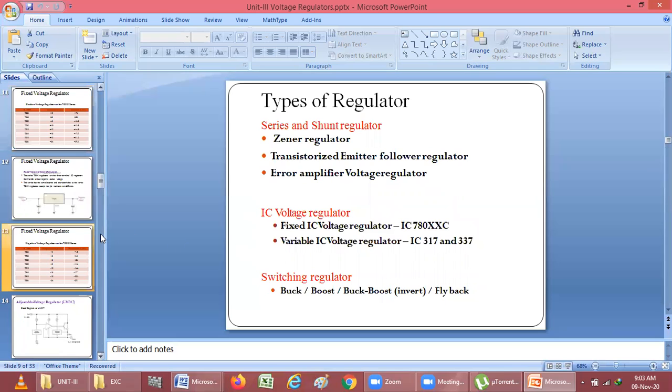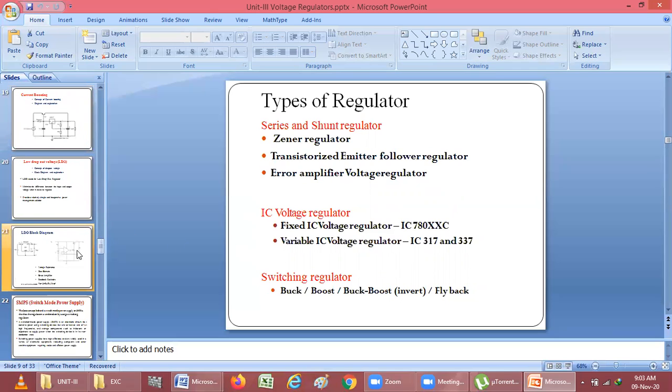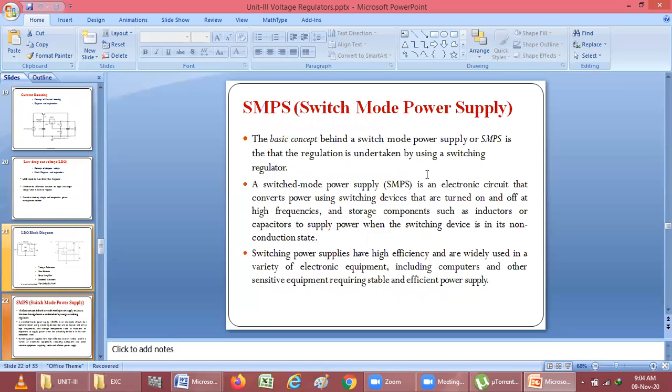So in this PPT, we have to study the switch mode power supply. It means we regulate the voltage by using a switch. This is SMPS, the short form abbreviation for switch mode power supply. It is an electronic circuit that can convert power using a switching mechanism. It means we use a switch to power on our TV, the fan, the AC. Like this, we regulate the voltage by using a switch.